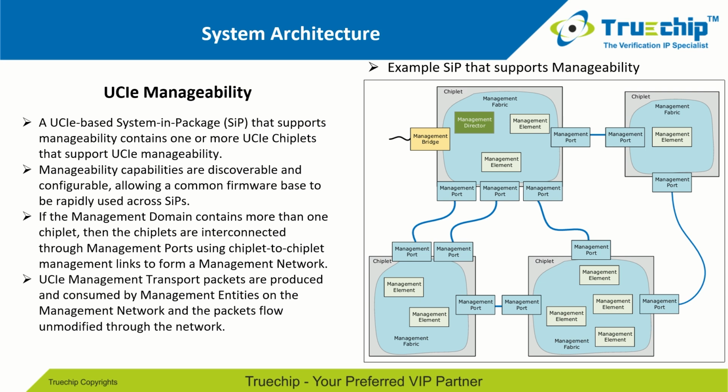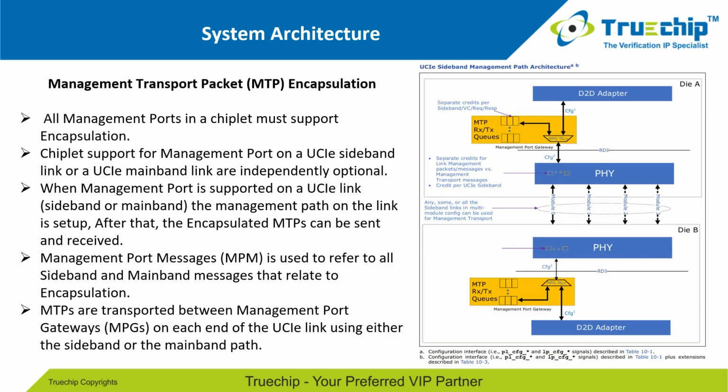Now moving forward, let's have a brief about the management transport packet encapsulation. All the management ports in a chiplet must support encapsulation. Chiplet support for a management port on a UCI sideband link or a UCI mainband link are independently optional. When a management port is supported on a UCI link, whether it is sideband or mainband, the management path on the link is set up. After that, the encapsulated MTPs can be sent and received.